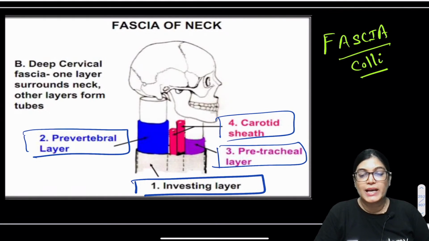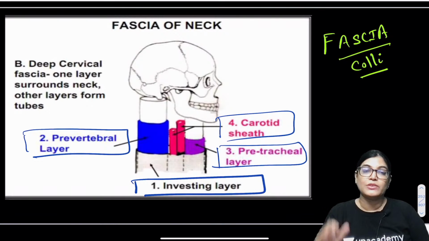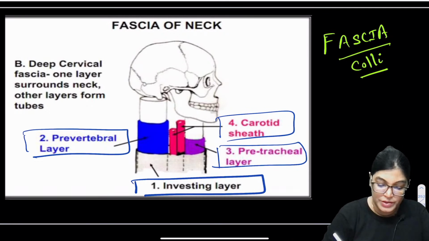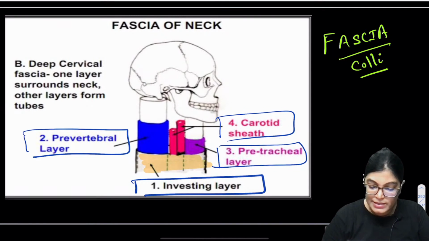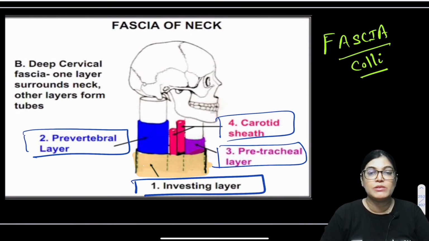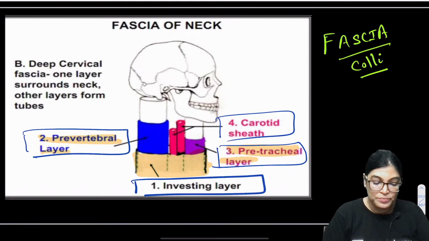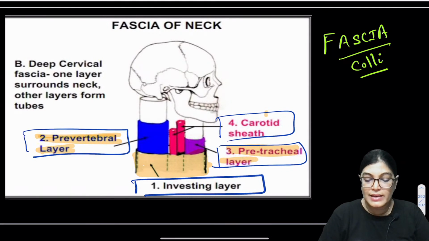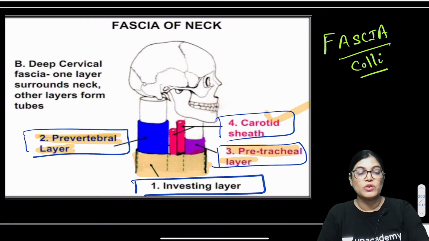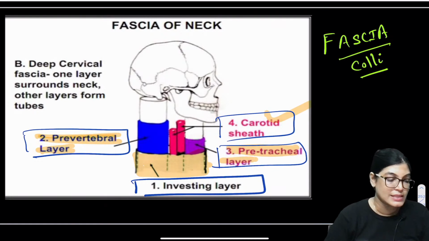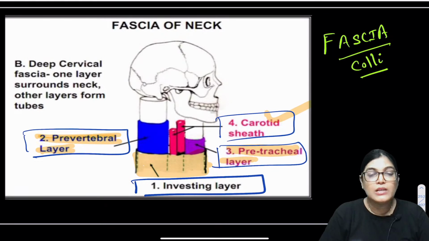Deep cervical fascia, as we describe from outside to inside, the most outermost layer will be the investing layer of deep cervical fascia. From the investing layer, the other layers, that is the pre-vertebral and the pre-tracheal layers, arise, and also the carotid sheath is formed. We will see each of these layers in detail. So firstly, let's start with the deep cervical fascia.